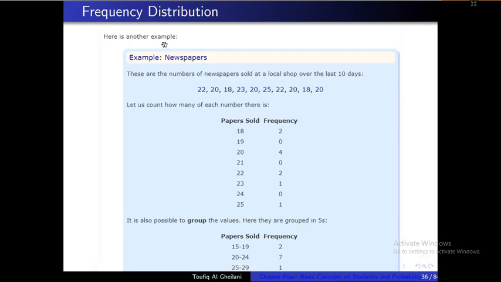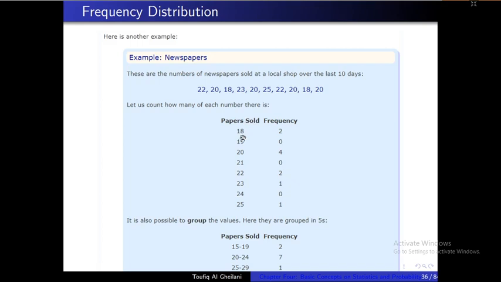Here is another example. Newspapers. These are the numbers of newspapers sold at the local shop over the last 10 days. On the first day, they sold 22 newspapers. The second day, they sold 20 newspapers, and so on. Let us count how many of each number there is.